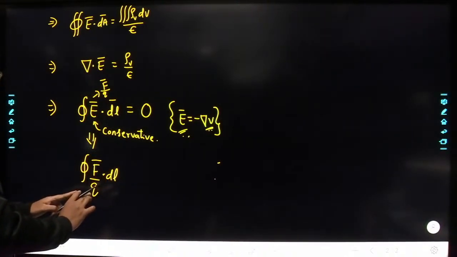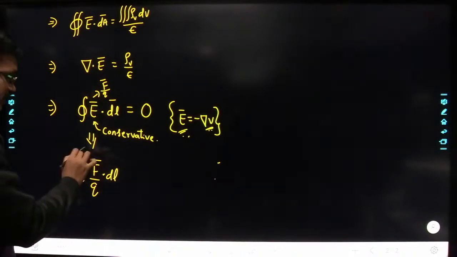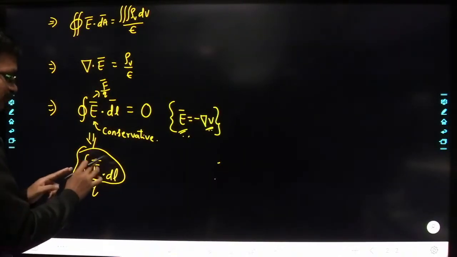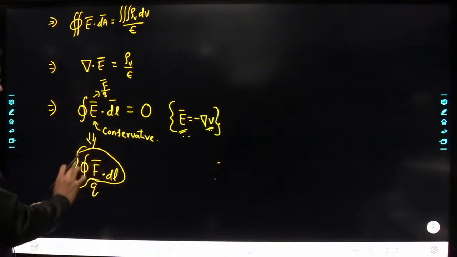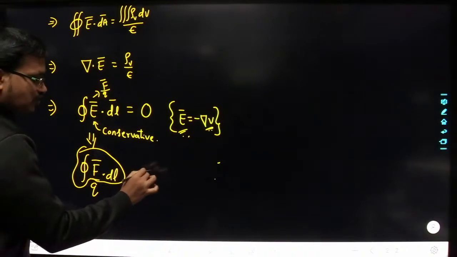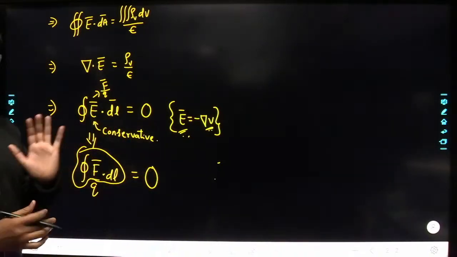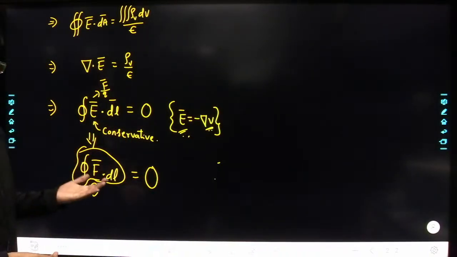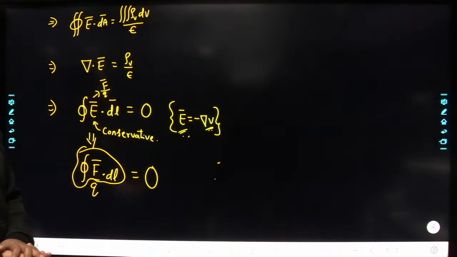It represents the work done in a conservative field around any closed path. Divided by Q means per unit charge. So this represents the work done in a conservative field around any closed path per unit charge, which is always equal to 0. This is what we have studied already, right? Okay.